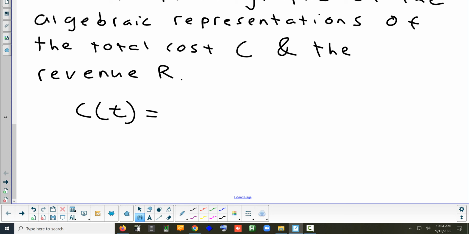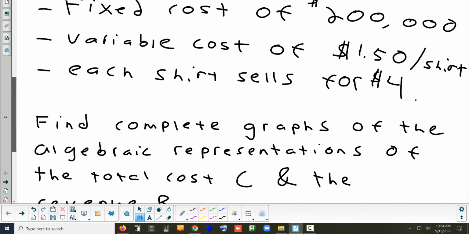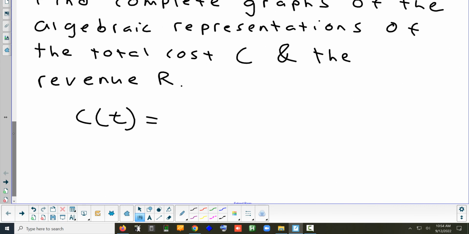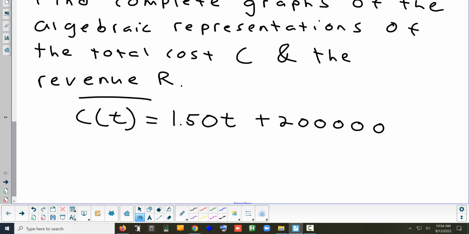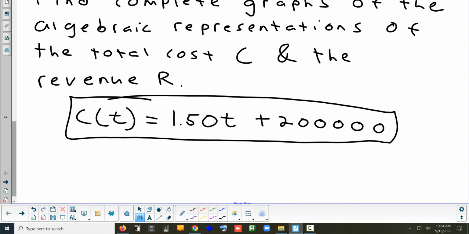Okay, Caleb, you think you could give me a formula for my cost that represents the fixed cost and the variable cost? And what's the variable we're using? T. Yep, so 1.5T plus 200,000. Good. There is an equation for the cost.